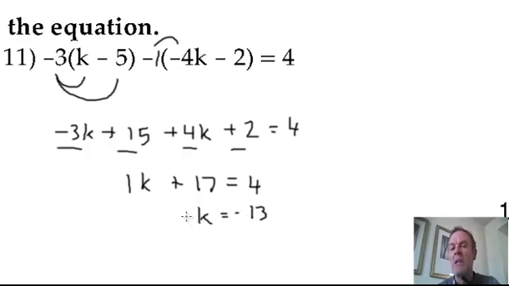If there had been a number next to the letter, don't forget to divide by the number next to the letter, but that was it. k equals negative 13. So fairly straightforward.